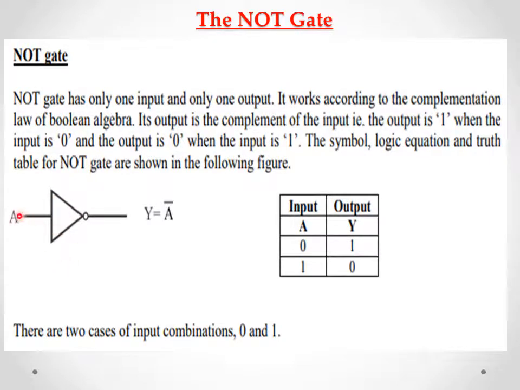It's a single input, single output gate. So the input is A, the output is A bar. That is, the output is a complement of an input signal.